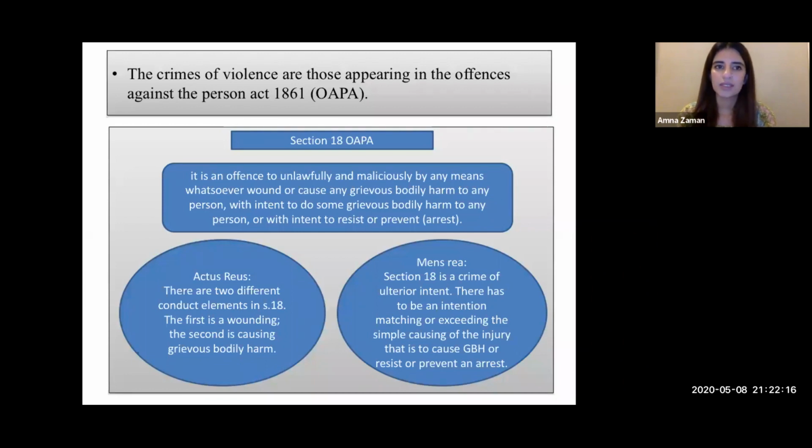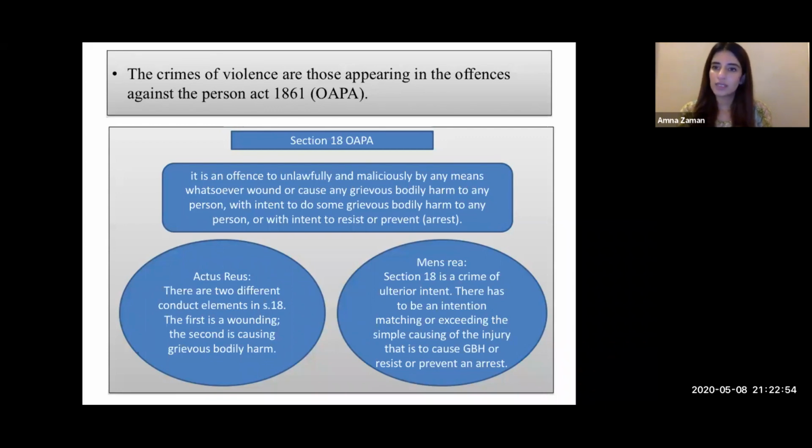The crimes of violence are set out in the Offences Against the Person Act 1861. And the most serious of these crimes of violence is the Section 18 offense. The Section 18 offense basically says that any person who unlawfully or maliciously by any means wounds or causes any grievous bodily harm to another person with the intent to do some bodily harm or with the intent to resist or prevent arrest shall be charged under the section.